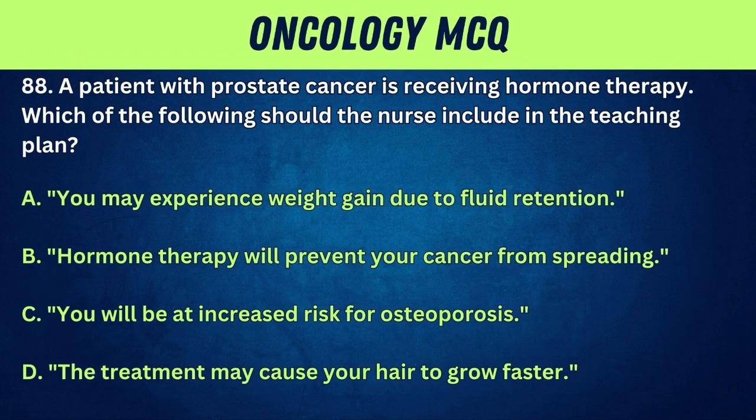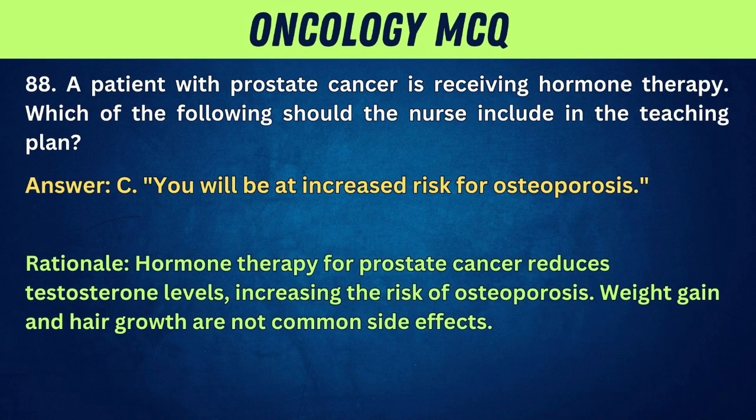88. A patient with prostate cancer is receiving hormone therapy. Which of the following should the nurse include in the teaching plan? A. You may experience weight gain due to fluid retention. B. Hormone therapy will prevent your cancer from spreading. C. You will be at increased risk for osteoporosis. D. The treatment may cause your hair to grow faster. Answer: C. You will be at increased risk for osteoporosis.